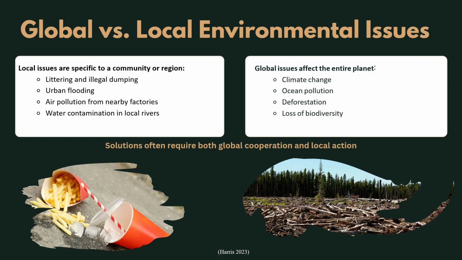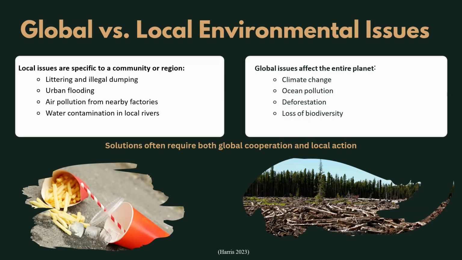The last topic we're going to talk about is the difference between local and global environmental issues. When we talk about environmental problems, it's important to recognize that they happen at different scales. Local environmental issues affect specific community regions. Examples include littering, illegal dumping in neighborhoods, urban flooding caused by poor drainage systems, air pollution from nearby factories, or waste contamination in local rivers. These problems usually have an immediate effect on human health and the quality of life.